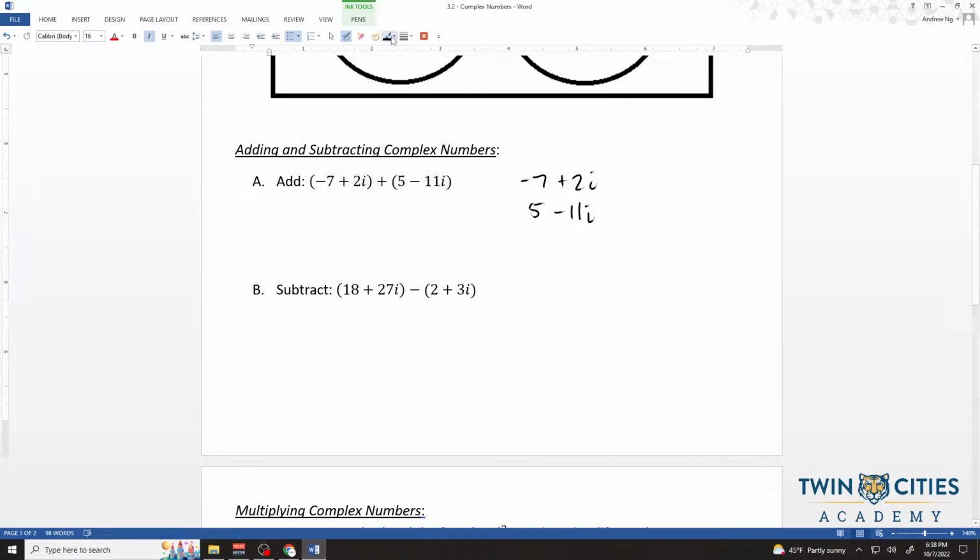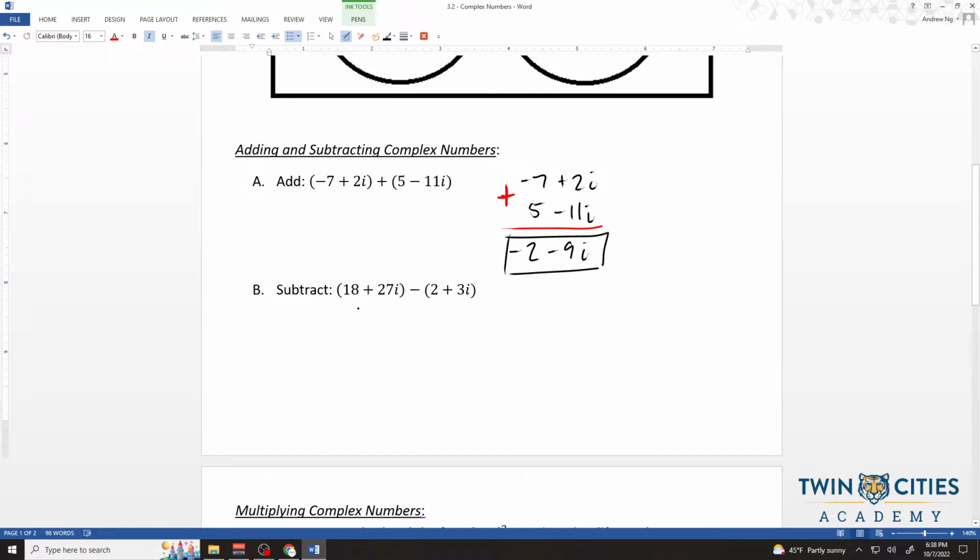Here I'm going to add them together. So let's do a big plus sign in red. And then I just add the real parts together. So -7 plus 5 is going to make -2. And I'll also add the imaginary parts together. 2i plus -11i is going to make -9i. So -7 plus 2i plus 5 minus 11i will make another complex number here, -2 minus 9i.